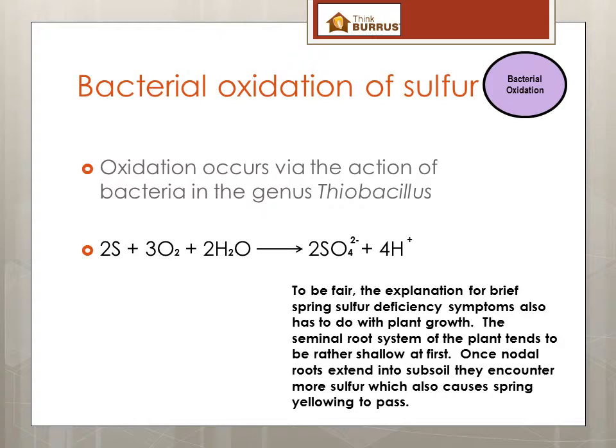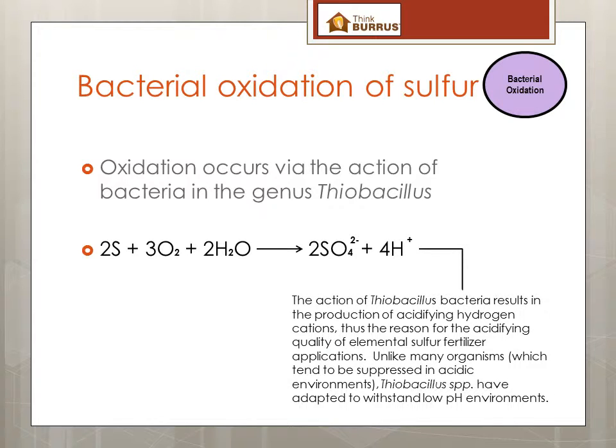We start seeing that nodal primary root system kick into gear, get down to sulfate, and helps green up the plant as well. I don't want to go too deep into soil science here, but I do want you to notice, if you're familiar with chemistry at all, you see that hydrogen cations, 4 of them actually in that formula, are created by the activity of thiobacillus. And the point is that this conversion of elemental sulfur into sulfate actually causes some acidification. And these thiobacillus bacteria have actually evolved so that they can withstand those low pH environments.